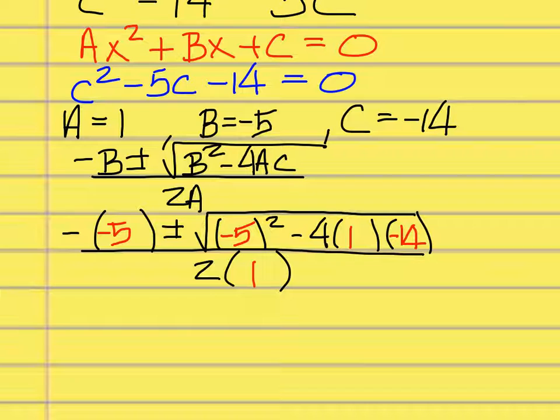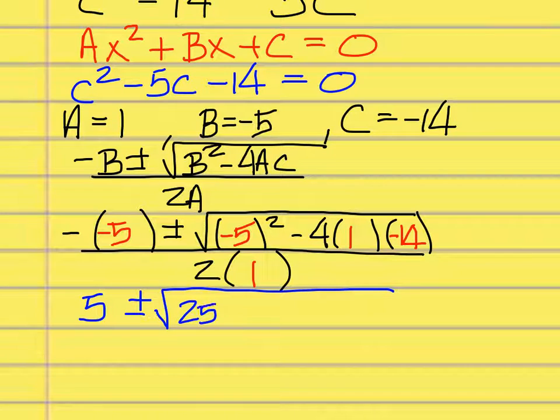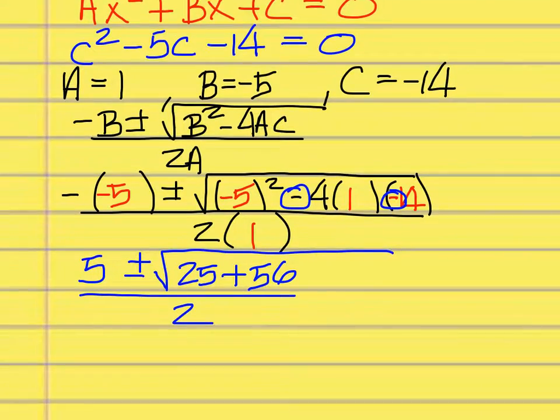You have a double negative 5, which means positive 5, plus or minus the square root of 25, minus, and then one negative after that. That's a double negative, which means plus. 4 times 1 times 14 would be 56. And then everything over 2.